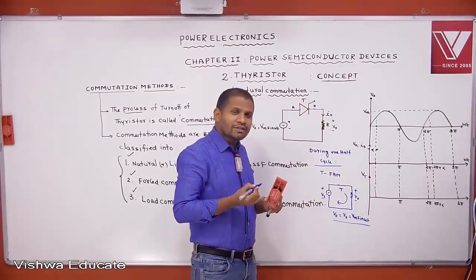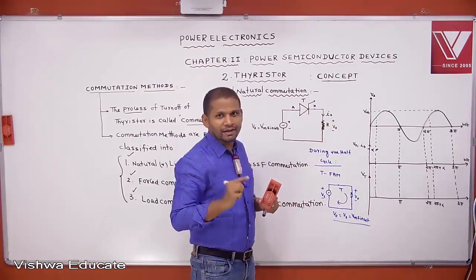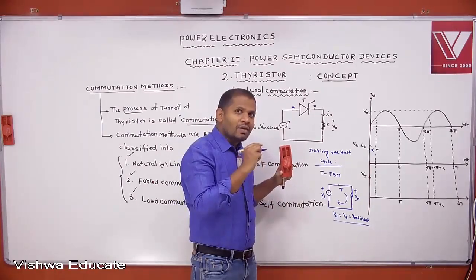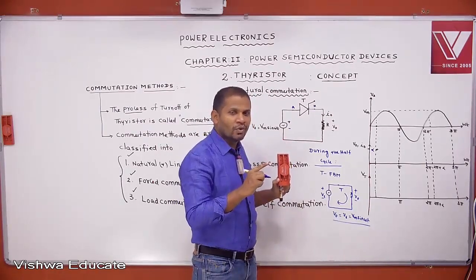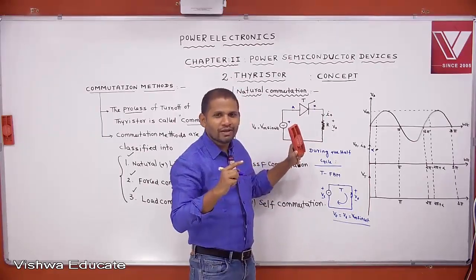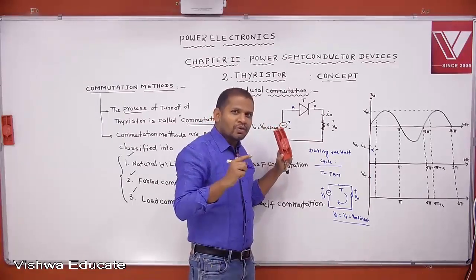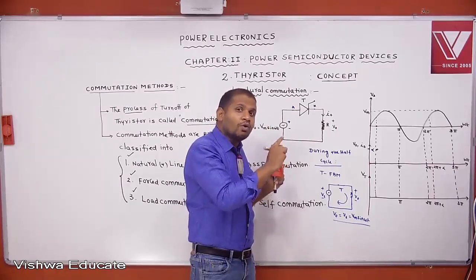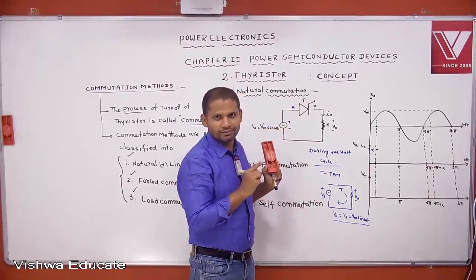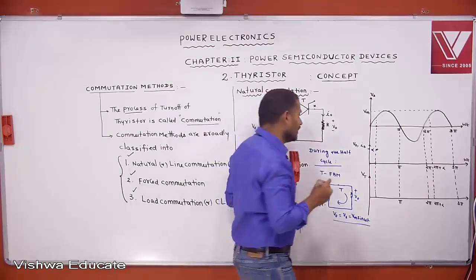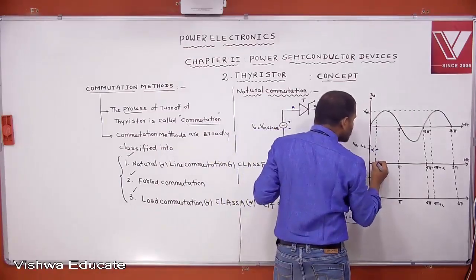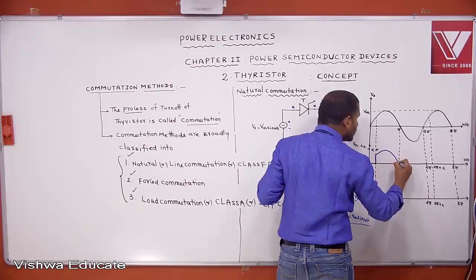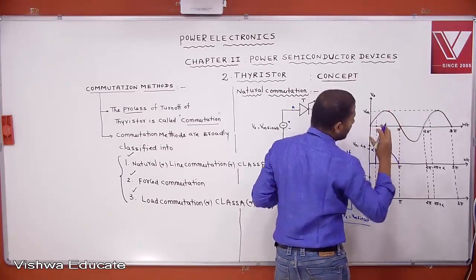In detail, I will explain this discussion in the rectifiers also. But in this concept, concentrate on how the thyristor is turned on. Don't concentrate on the output voltage or RMS output. Concentrate on how the thyristor is going to be turned on, because it is a commutation method. V0 equals Vm sin omega t, so the output voltage is equal to the input voltage.